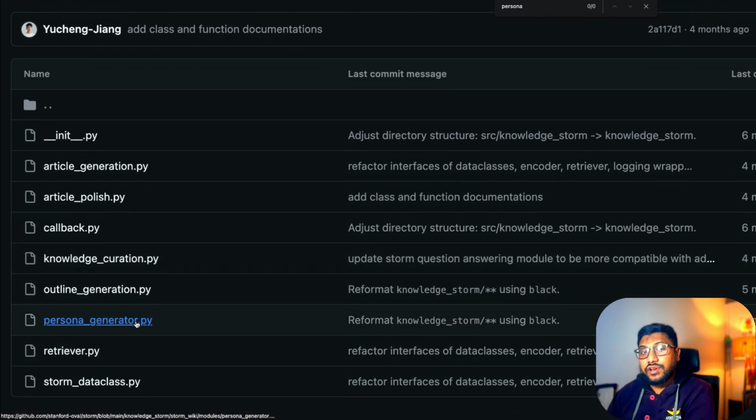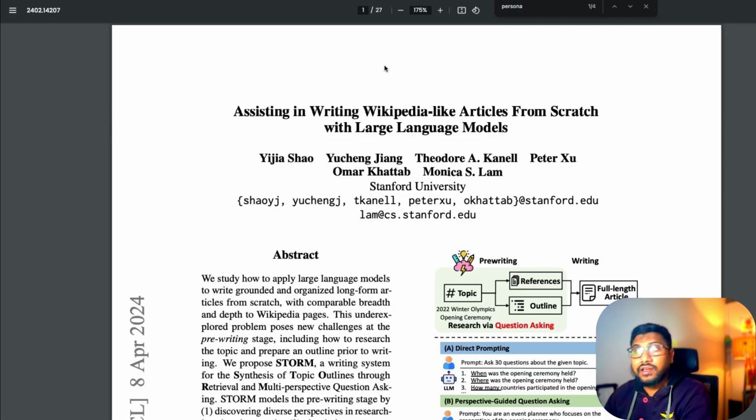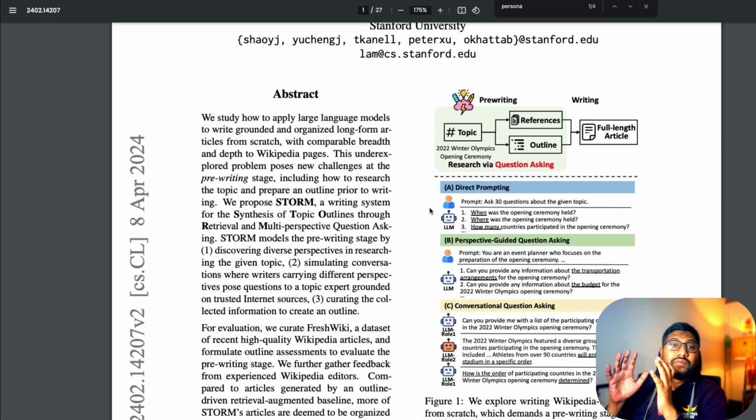You have got a persona generator, like the one that we saw, where four personas were there. Then you have got the outline generation. Then you have got the article generation. You've got knowledge curation. Jumping directly into the paper. So the way Storm works is they have got two main sections. One is what they call pre-writing. The second one is what they call writing.